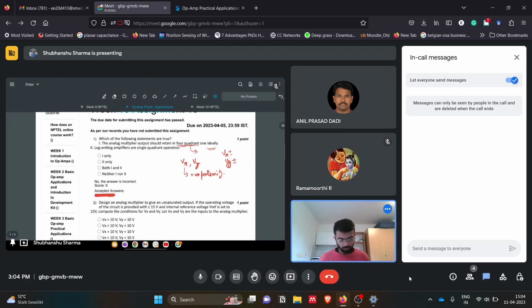So we are talking about this first question. Ideally, we want a four quadrant system because we can then give any value of voltage polarity into that system. The next statement is: log anti-log amplifiers are single quadrant operation. This is also a fact-based question. You can easily answer it based on the lectures.